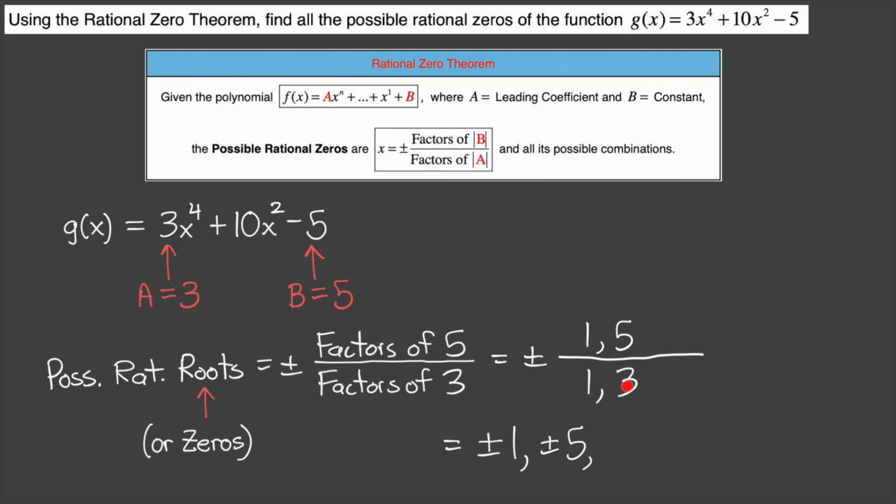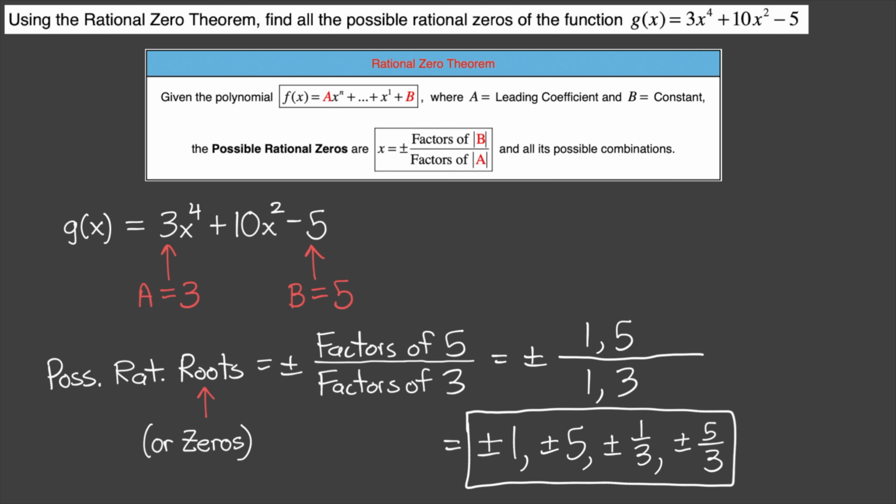And then next, now we're going to do the 3. So we're going to do the 5 and the 1 here over 3. We'll start with the 1. So we have 1 over 3, which is just 1/3. And then next we have 5 over 3, which is 5/3. All right, so here's a list of all of our possible rational roots for the function g of x here, and we used the Rational Zero Theorem to find these possible rational roots.